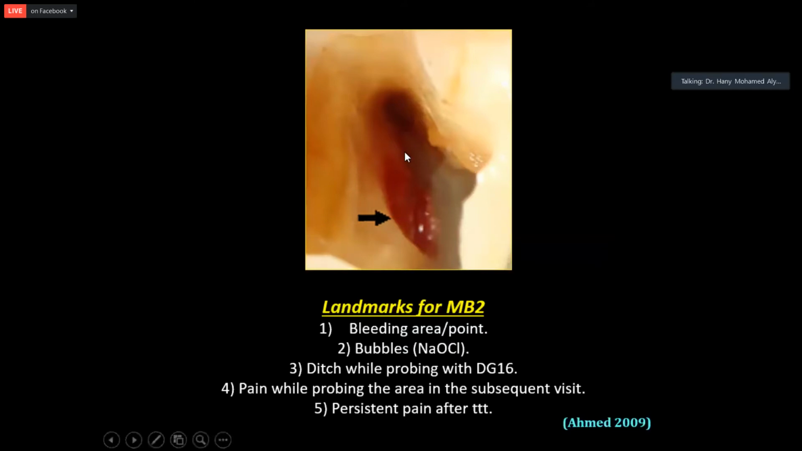Sometimes also we can have a bleeding point. This bleeding point after access cavity and you finish irrigation, sometimes you find a bleeding point. This bleeding point can be the orifice of a second mesiobuccal canal.